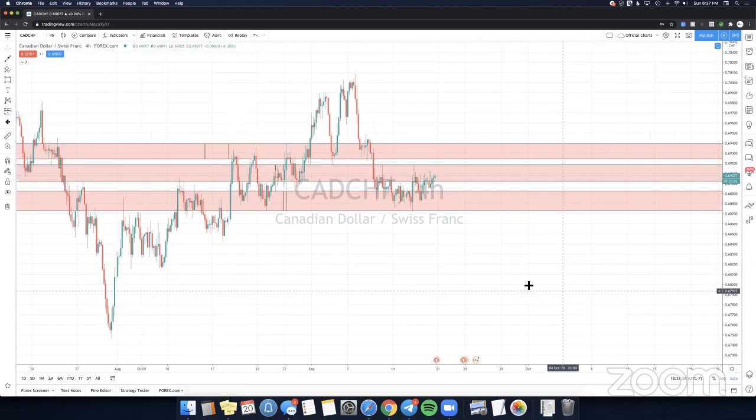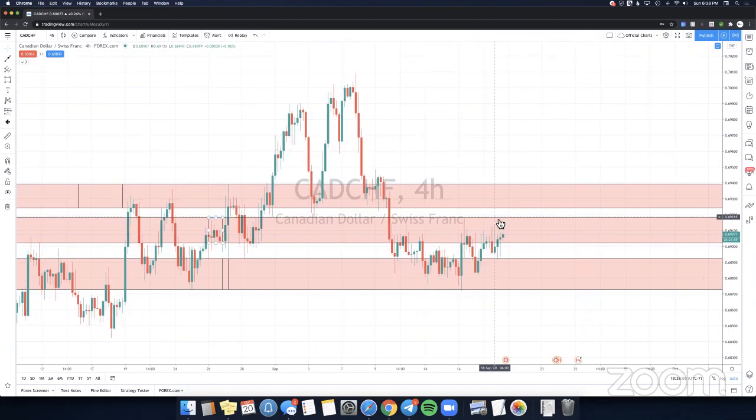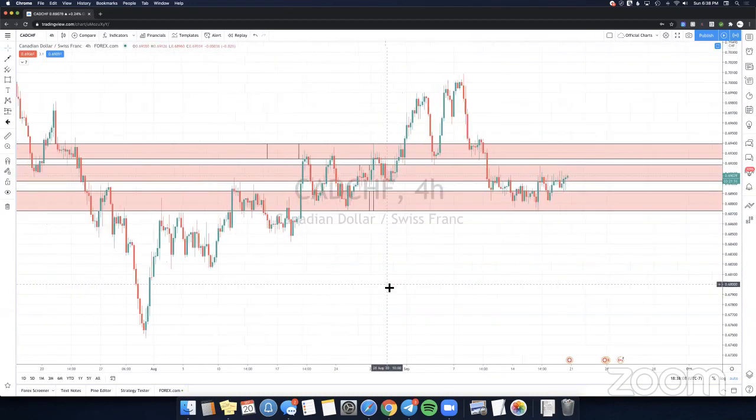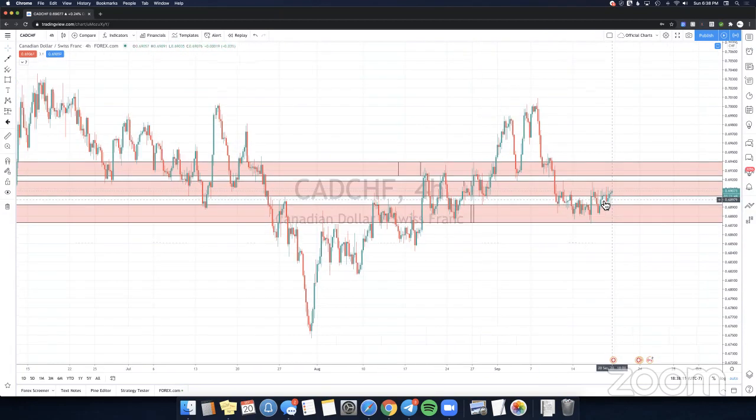So the upper zone for CAD CHF is going to be 0.6919, and the lower zone is going to be 0.6873. So you can see right here that this same exact area has been tested so many times in the past. It was tested in August, last month. It was tested in June and July right here.